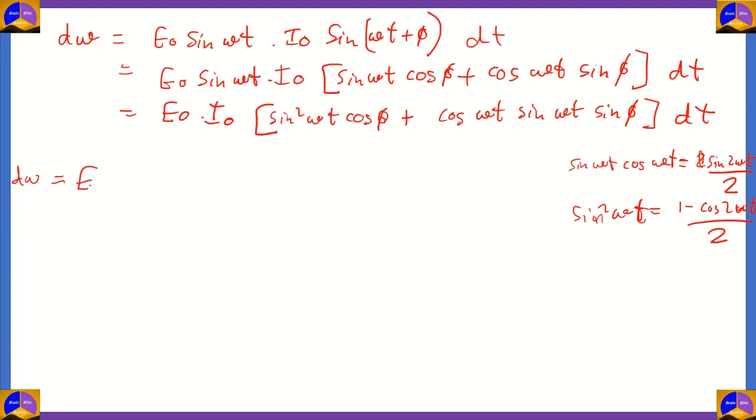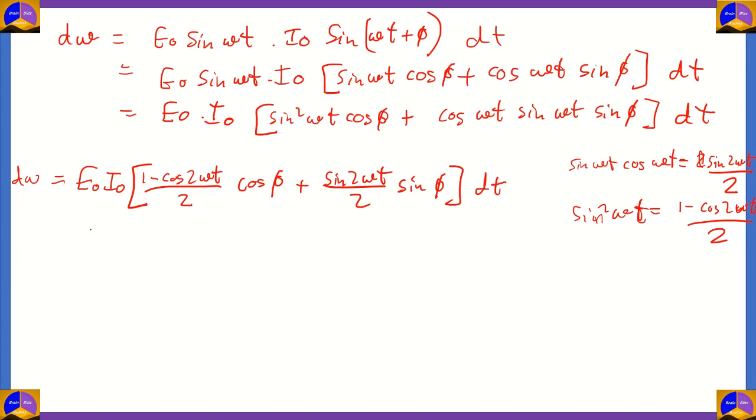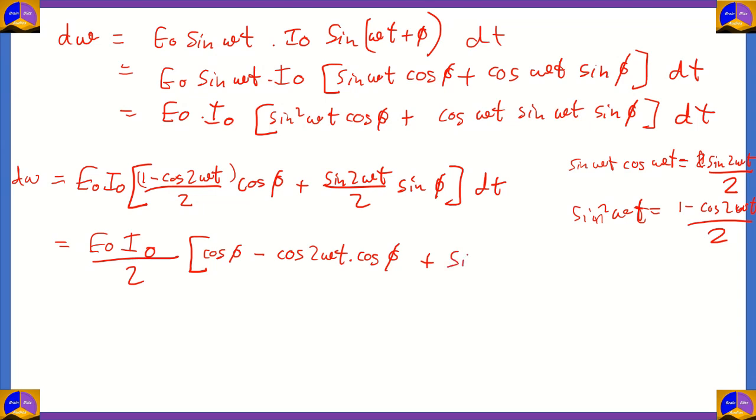So dW is equal to E naught I naught, and then inside you have 1 minus cos 2 omega t divided by 2 times cos phi plus sine 2 omega t divided by 2 sine phi and dt. So as you can see, you have 1 by 2 on both the terms, so you can take 1 by 2 out. So E naught I naught divided by 2. And then inside you have 1 minus cos 2 omega t times cos phi. That will be equal to cos phi minus cos 2 omega t times cos phi plus sine 2 omega t times sine phi.